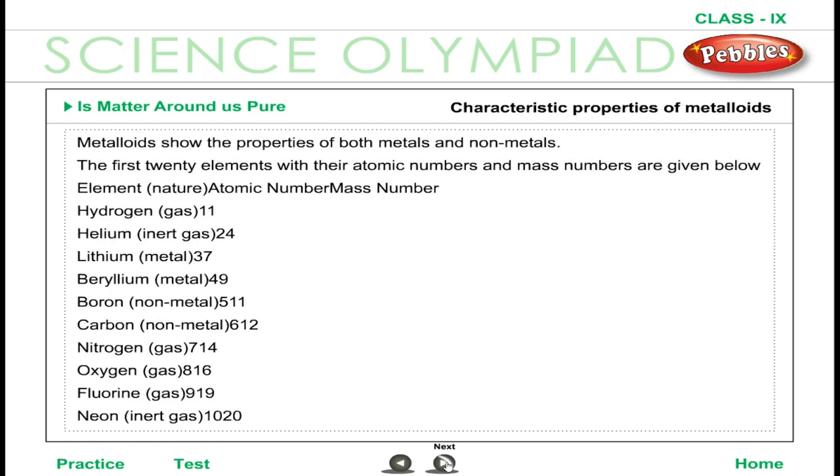Characteristic properties of metalloids. Metalloids show the properties of both metals and nonmetals. The first 20 elements with their atomic numbers and mass numbers are given below.